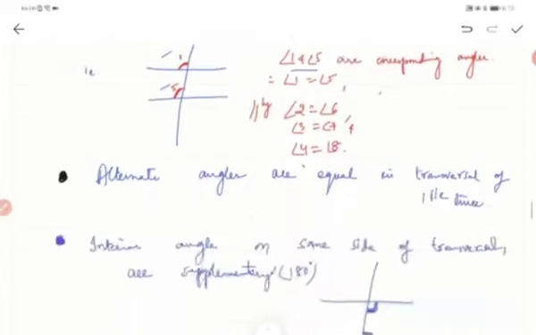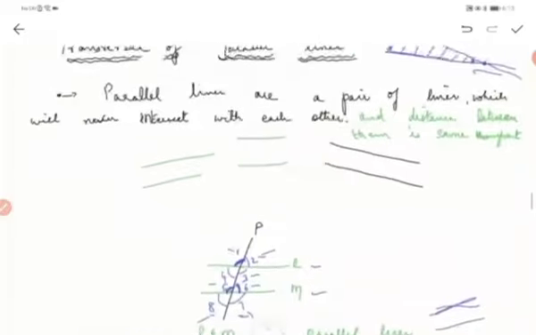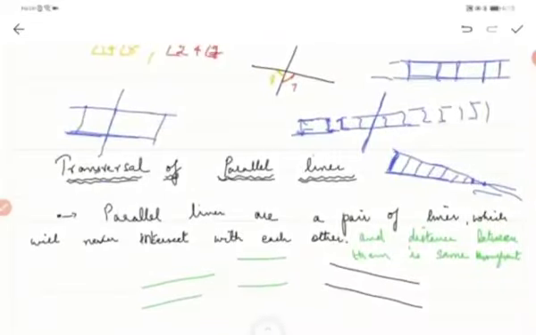And what about your interior angles on the same side of the transversal? That is, you have these two angles. They are supplementary, and these two angles are also supplementary. So these are small changes for the angles formed when a transversal is passing through parallel lines.